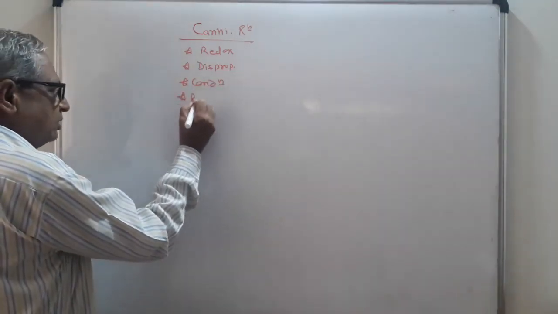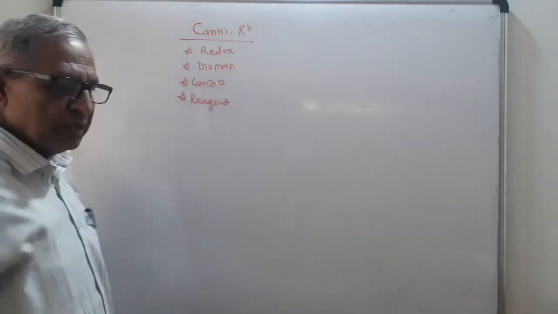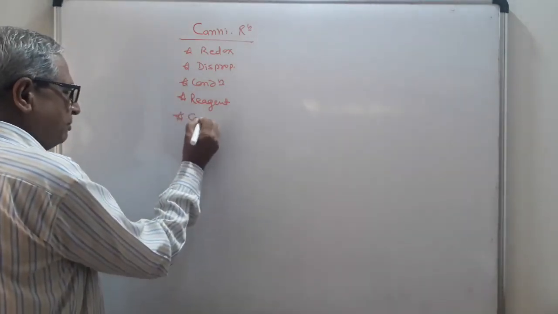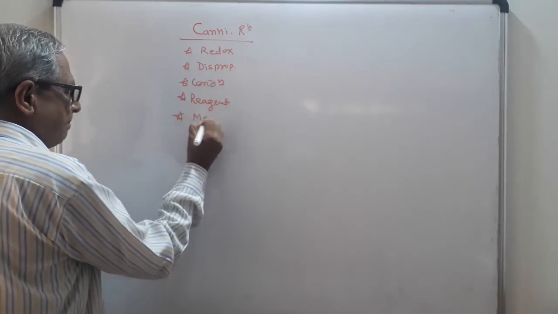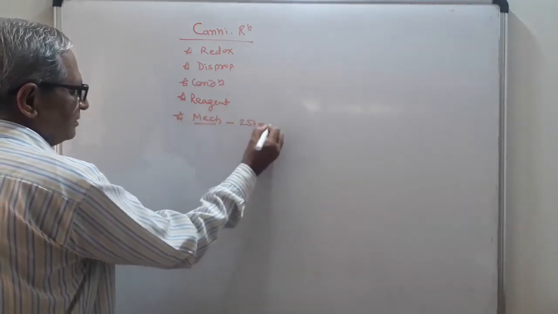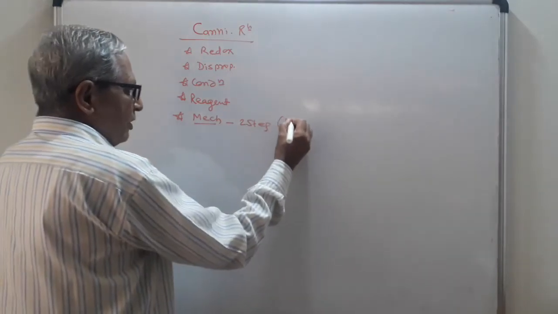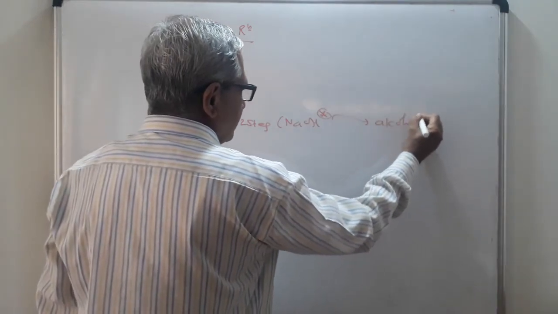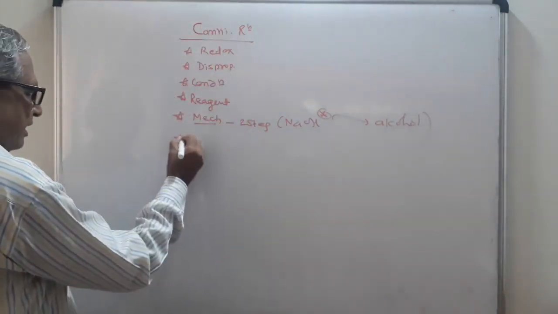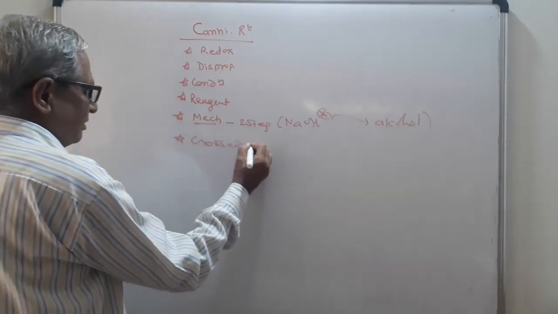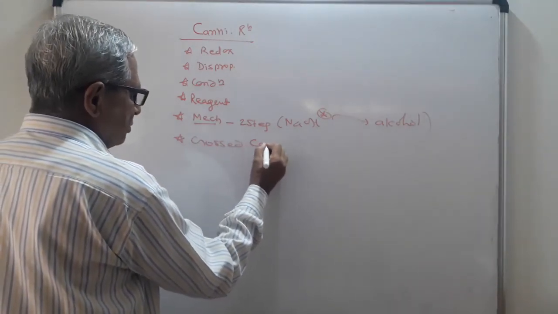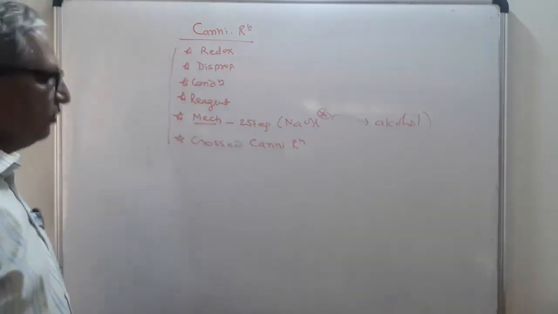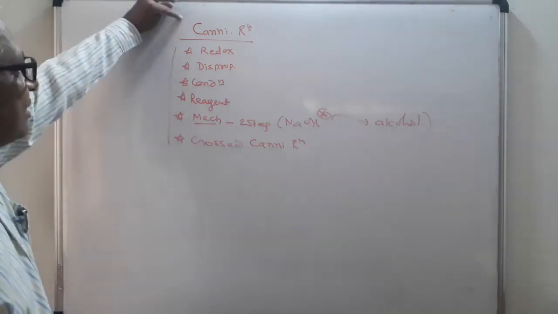Fourth, we should know the reagent: 50% NaOH or 50% KOH. Then next point, we should know the mechanism. It is a two-step mechanism. Then the hydrogen from NaOH goes to the alcohol, that is the reduction product. Then next, we should know the crossed Cannizzaro reaction. So these 6 points are very, very important according to the Cannizzaro reaction.